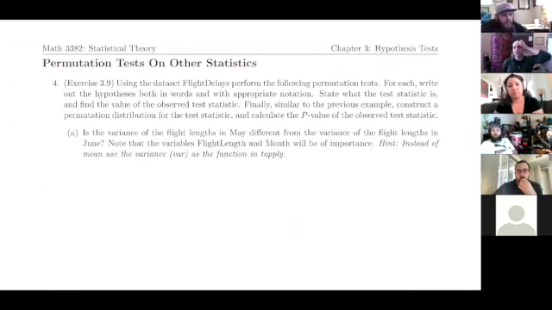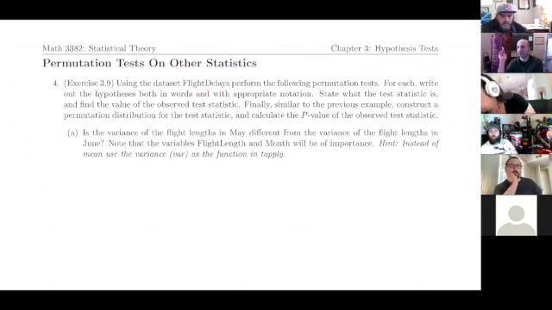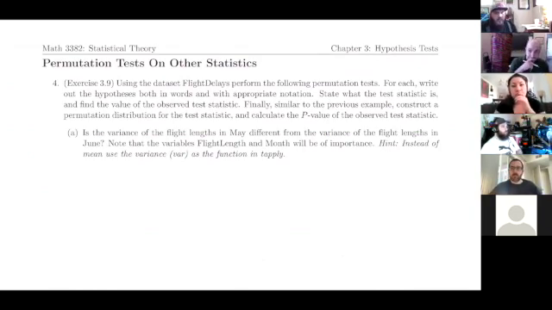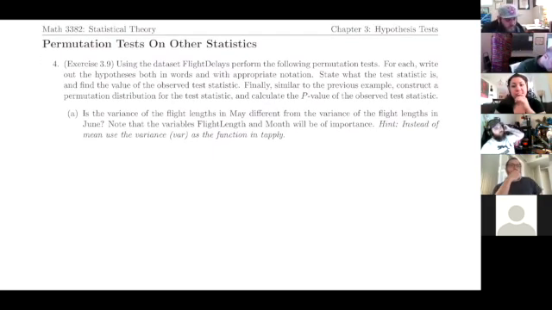Okay, so let's try and apply this idea to some other problems. So this same data set that we worked with a week or so ago, flight delays, right, that had the American and United flight data, that was a really large data set. So this is dealing with like over 4,000 things in our sample. So here we want to determine, right, is the variance of flights in May different from the variance of flights in June?